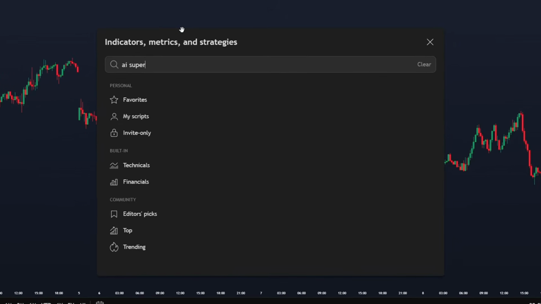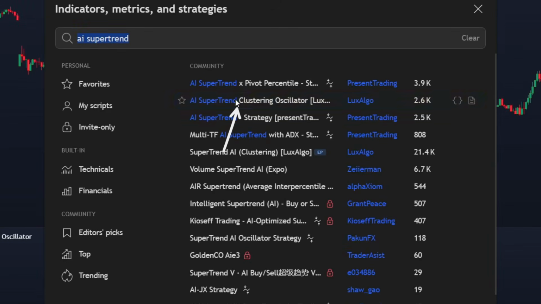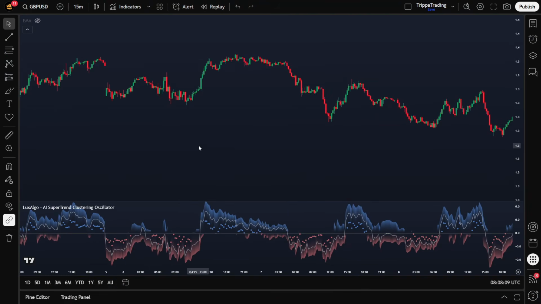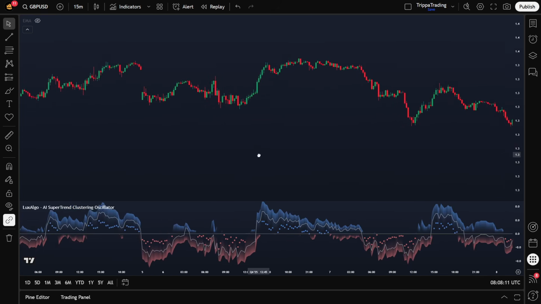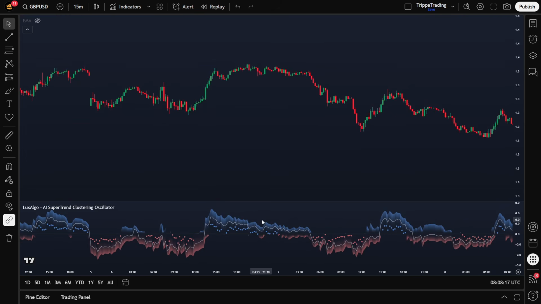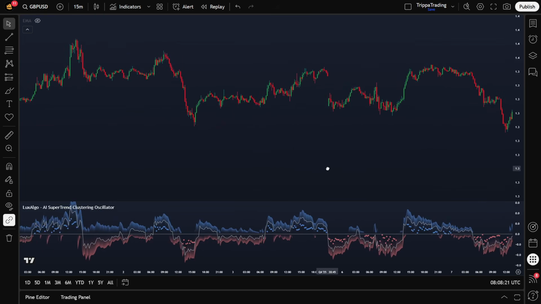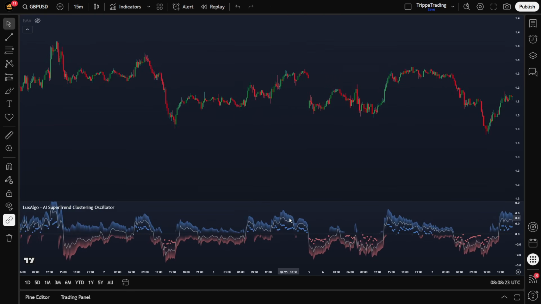The name of the next indicator is AI Supertrend Clustering Oscillator. The name sounds crazy, but the logic is simple. It combines the supertrend indicator with a clustering algorithm called K-means. What it does is calculate several supertrend lines using different ATR multipliers, like 1 to 5, then groups them together based on similarity. That clustering helps identify when multiple supertrend signals are agreeing with each other. On your chart, you'll see a color-shaded oscillator.